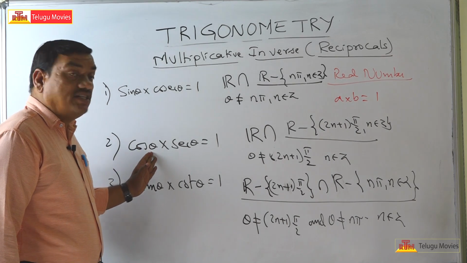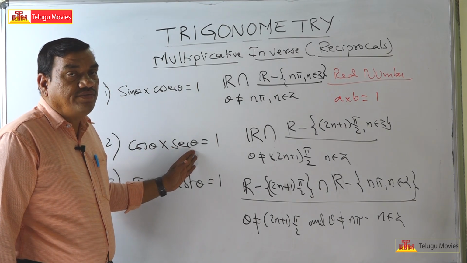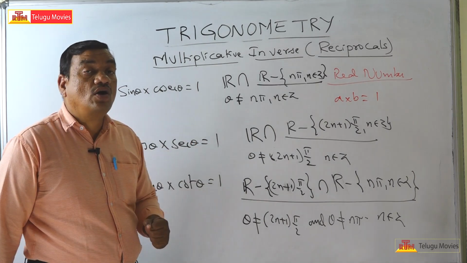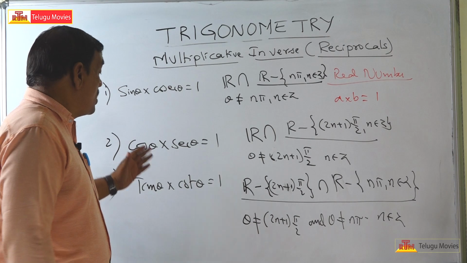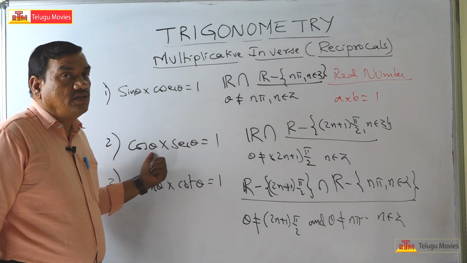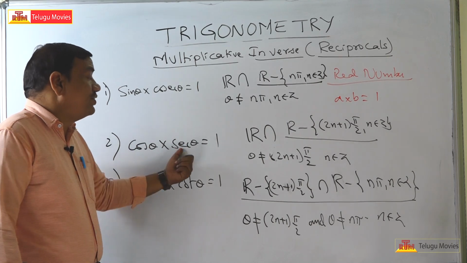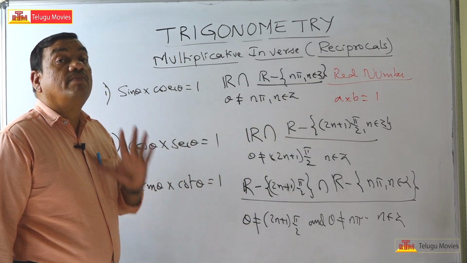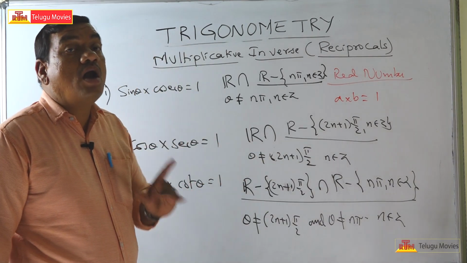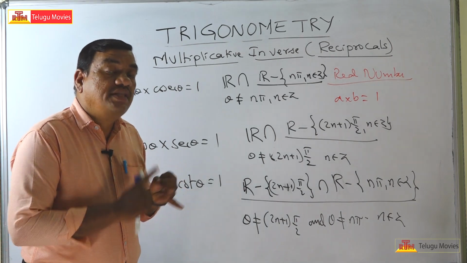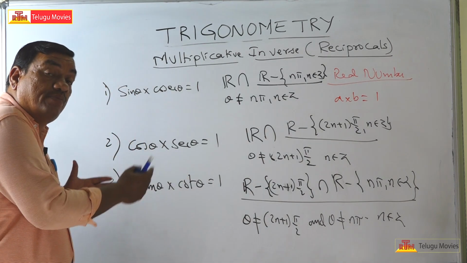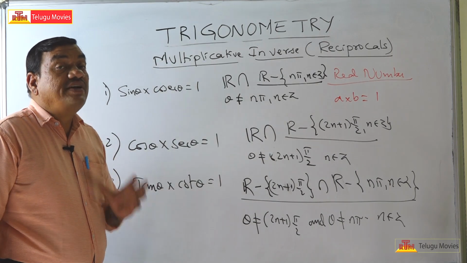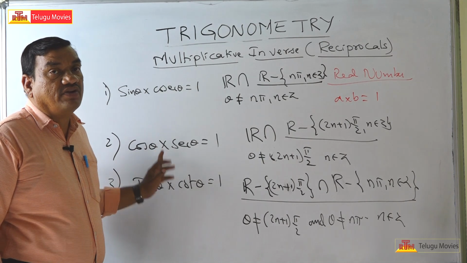Why? Because cos 90 is 0, but secant 90 is not defined. If anybody asks you, cos theta into secant theta, how much? 1, sir. Very good. But if theta is 90 degrees, cos 90 is 0, and 0 into secant 90 cannot be 1. Then you have to say, sir, cos theta into secant theta is equal to 1, except when theta is an odd multiple of pi by 2. You should not take pi by 2, 3 pi by 2, 5 pi by 2, and in the negative direction, minus pi by 2 and so on. Then only this equality holds. Except these values, for all other values it is equal. That's why it is called an identity.